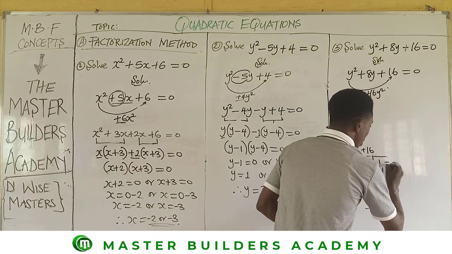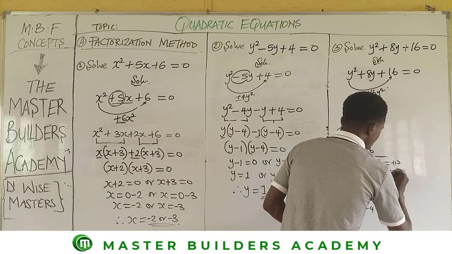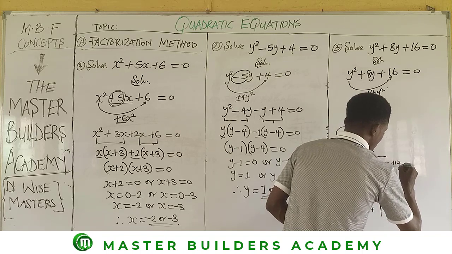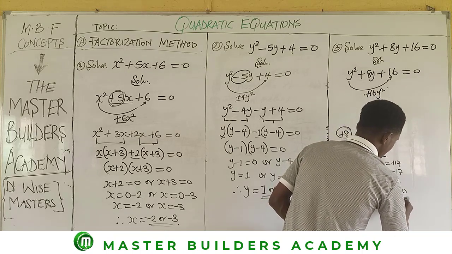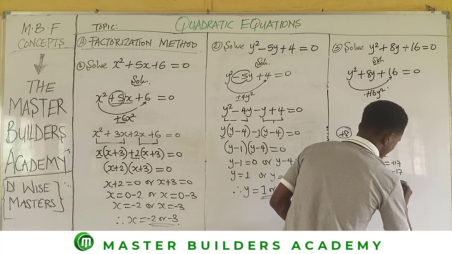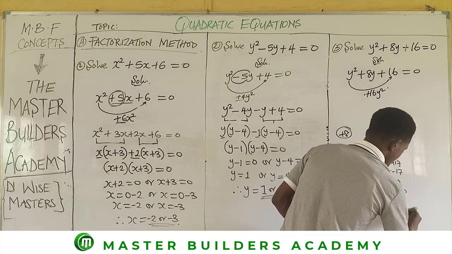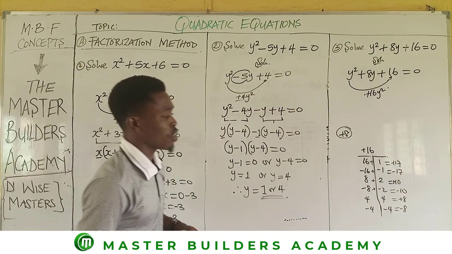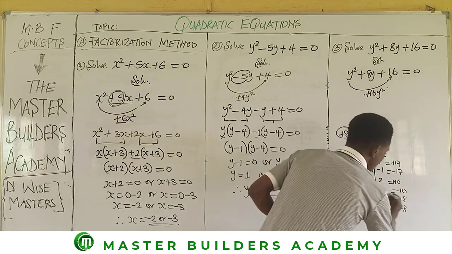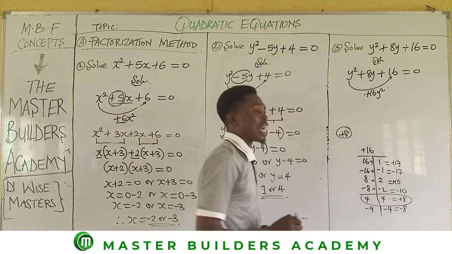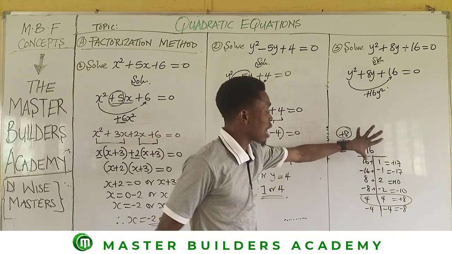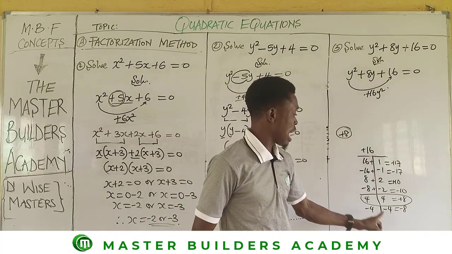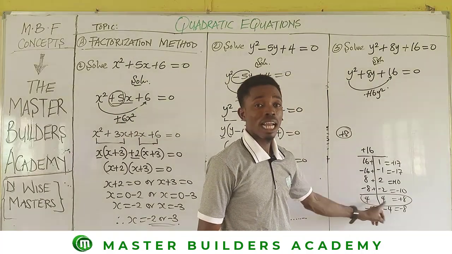Now this guy will give us plus 17. This other guy will give us minus 17. This guy will give us plus 10. This other guy will give us minus 10. This guy will give us plus 8, and this other guy will give us what? Minus 8. So among all of these factors that we have here, it is positive 4 and positive 4 that gave us 8. So therefore, we are going to ignore all other factors and make use of 4y and 4y.